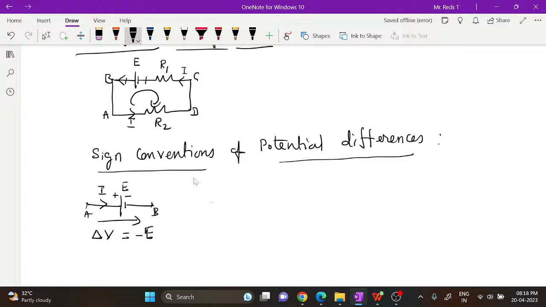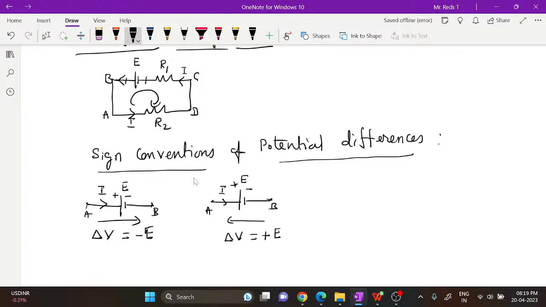Whereas if we have the same cell with positive and negative terminals and EMF E, and the current I traveling in the same direction, with this terminal A and this terminal B, but you are moving from terminal B to A, that is from negative terminal to positive terminal, the potential difference delta V will be taken as positive. And that is the terminal potential difference, which is nothing but E.